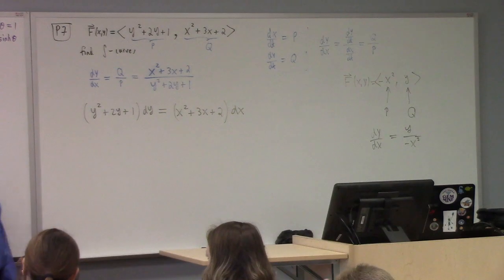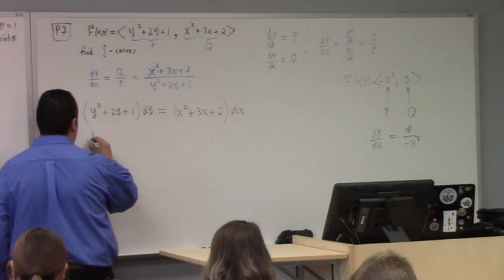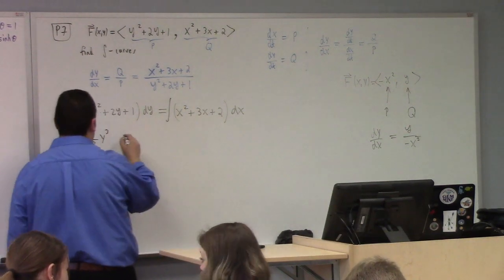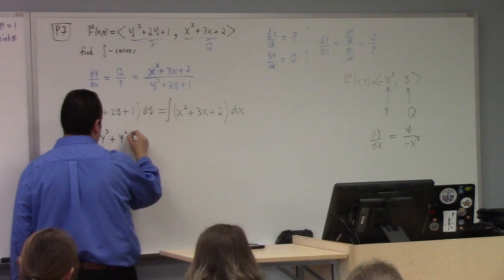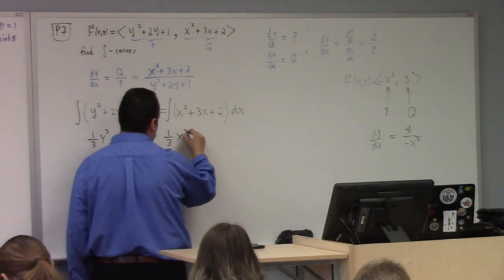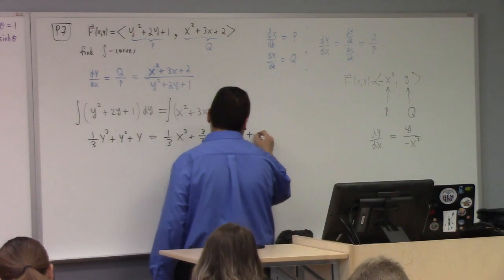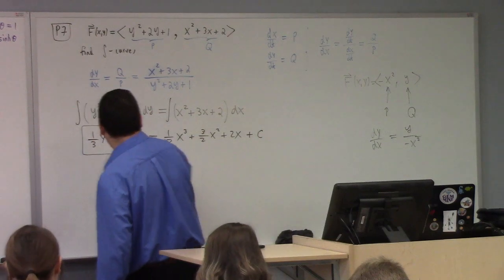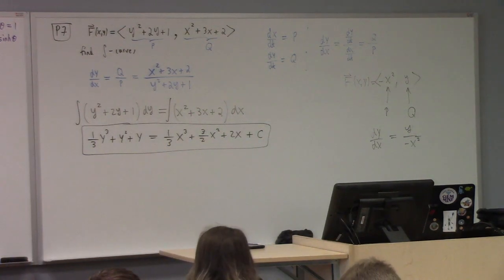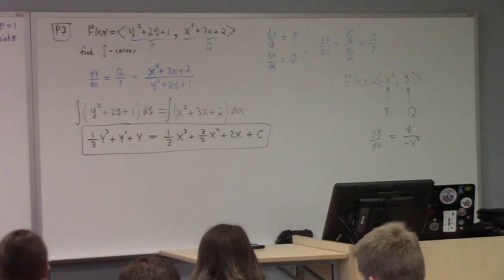All right. So let me finish the bonus battle problem, if you don't mind. So this is 1/3 y cubed, integrate both sides, right? So 1/3 y cubed plus y squared plus y equals 1/3 x cubed plus 3/2 x squared plus 2x plus a constant. There you go. That was the solution. That's the implicit solution that describes integral curves or solutions to that.